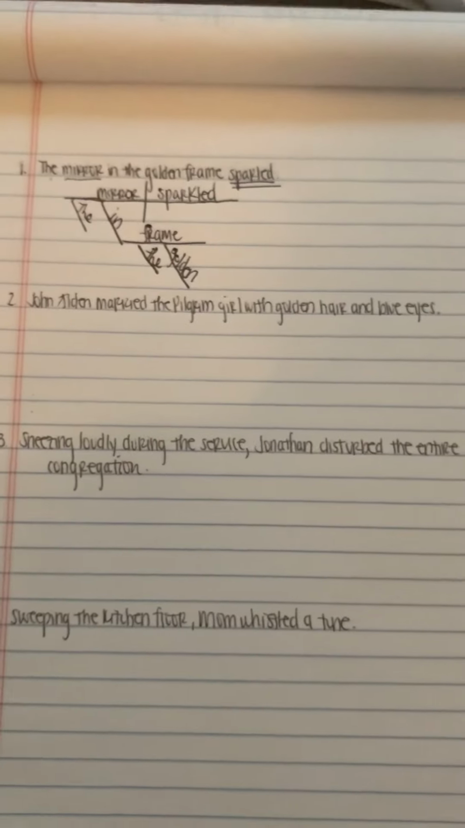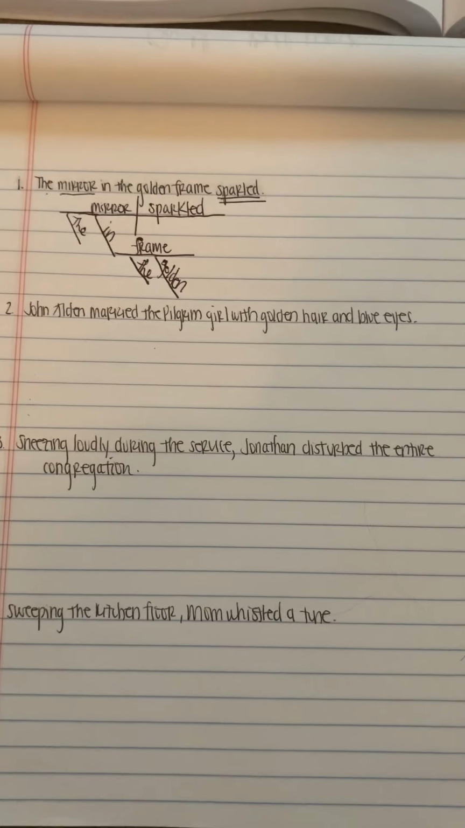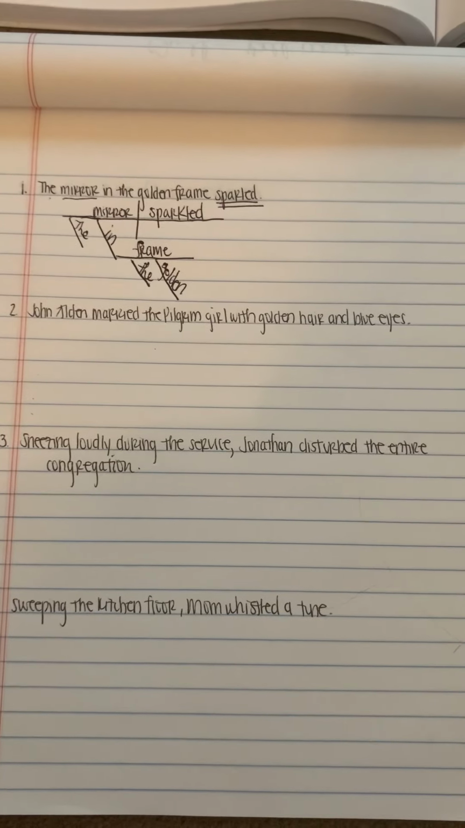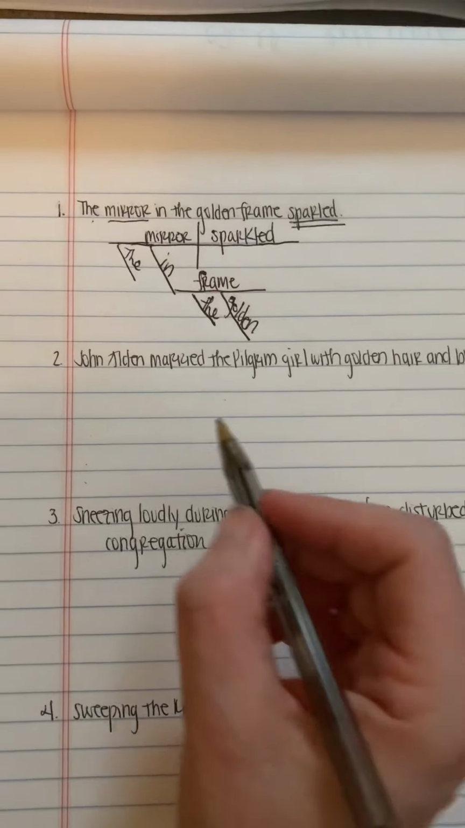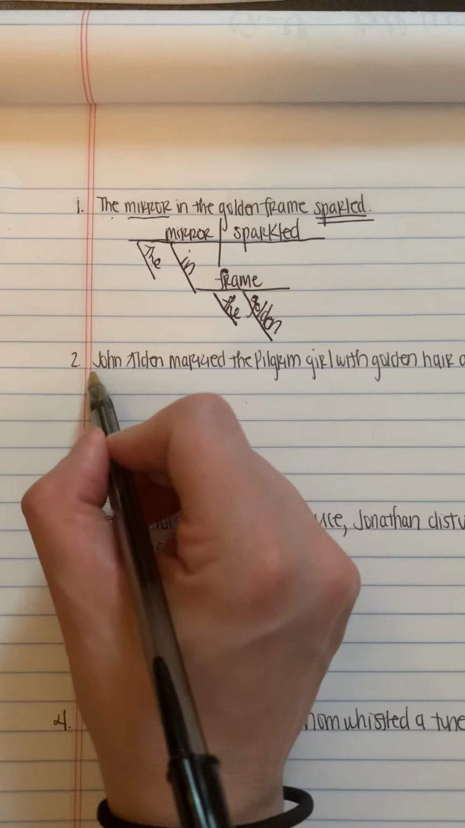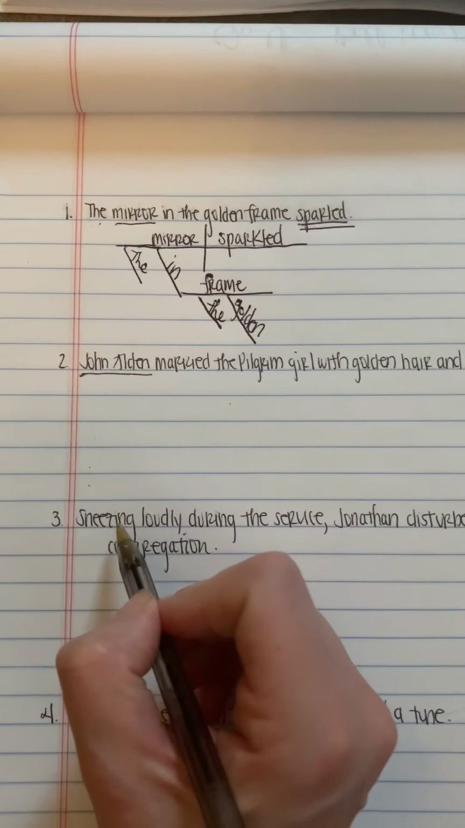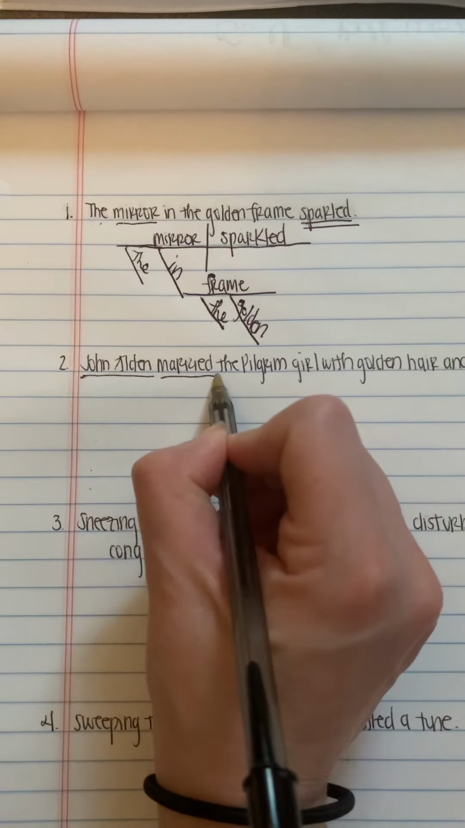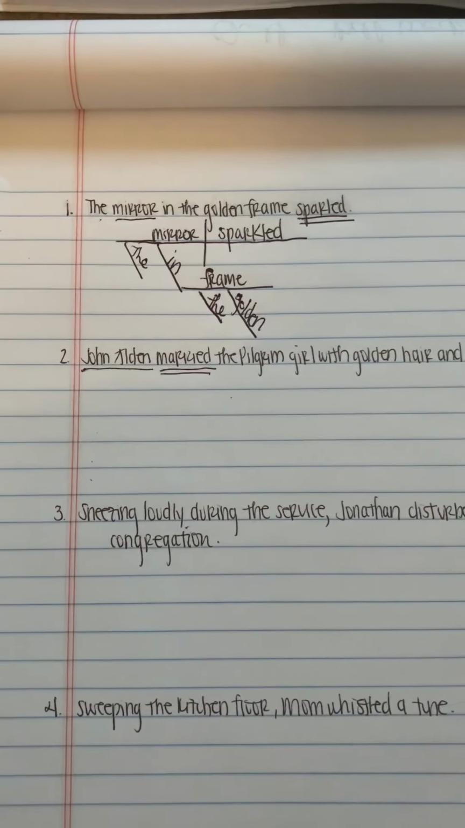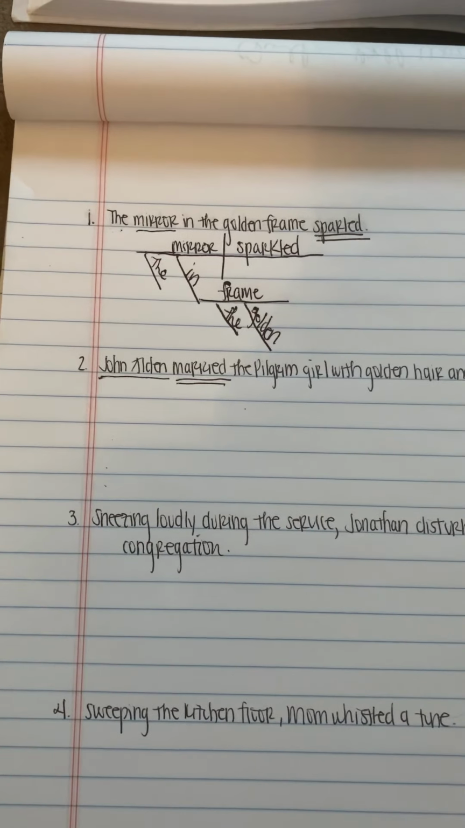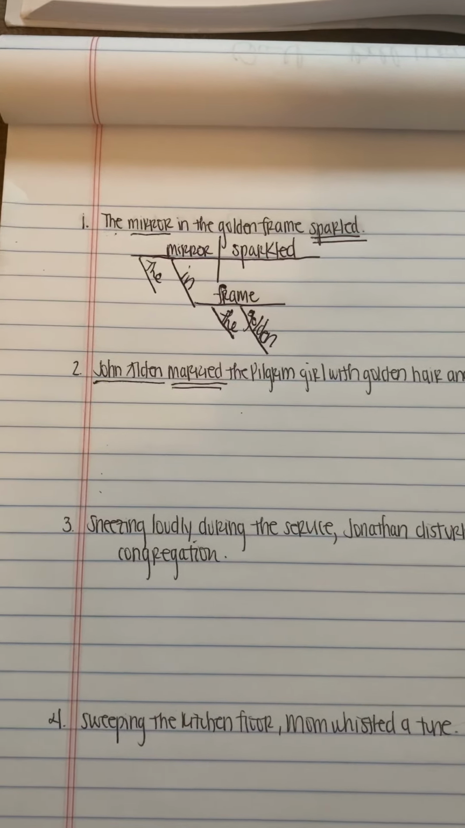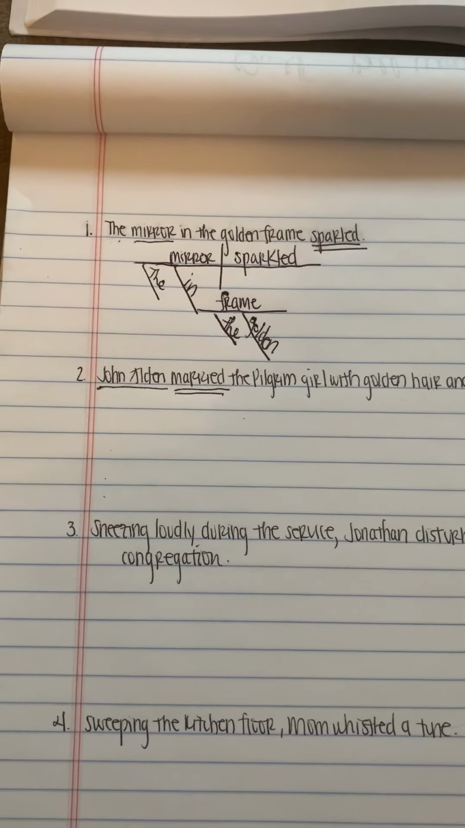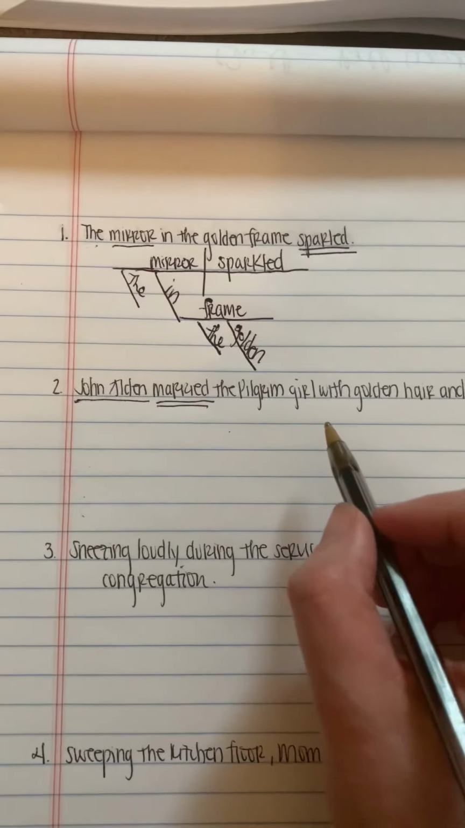All right, number 2, longer sentence. Got to back up here. So, John Alden married the pilgrim girl with golden hair and blue eyes. So, let's go up here. Start with the subject. John Alden. What did he do? Married. So, action or linking? Action, so we're looking for a direct object. So, he married what? Find the noun.